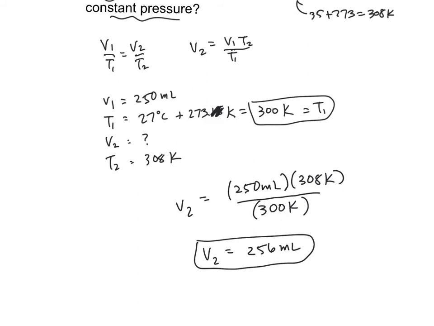See if it makes sense. So if you increase the temperature from 300 to 308, the volume should increase as well. So it goes from 250 to 256. So that is in the right direction. Small changes, but could be much larger depending on the numbers that you're working with.